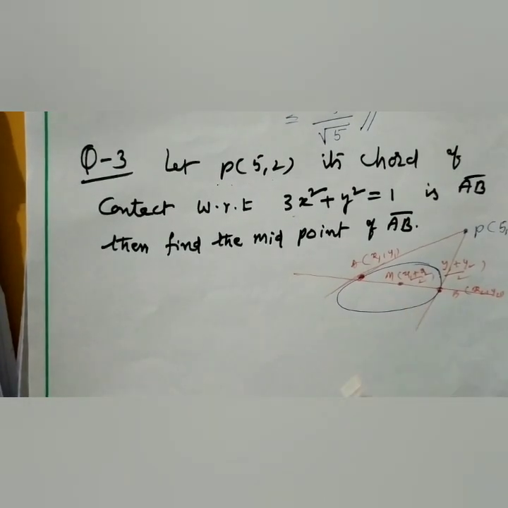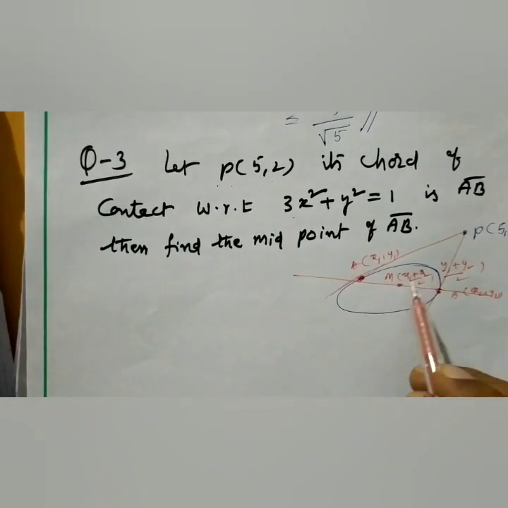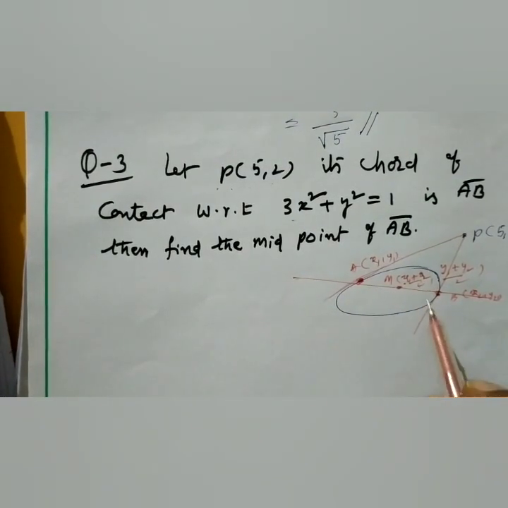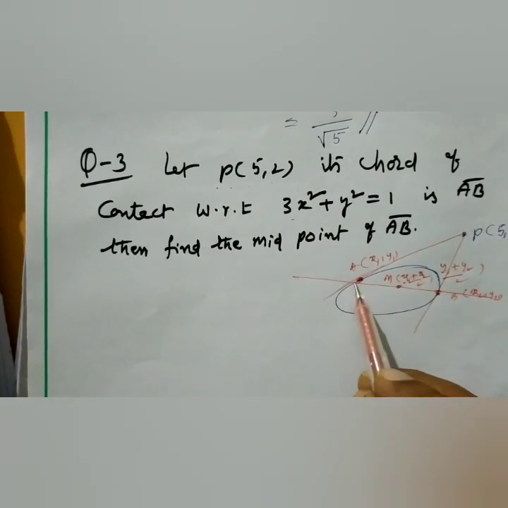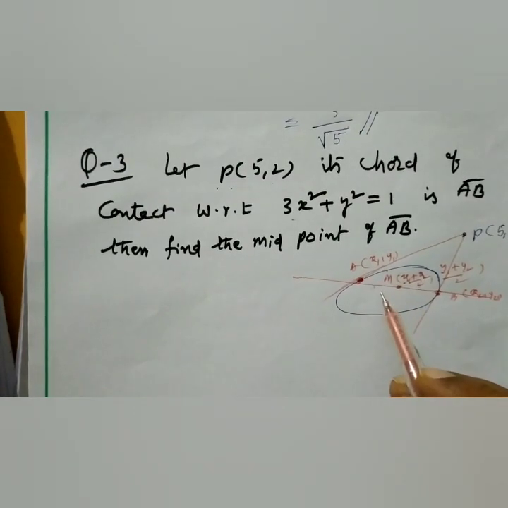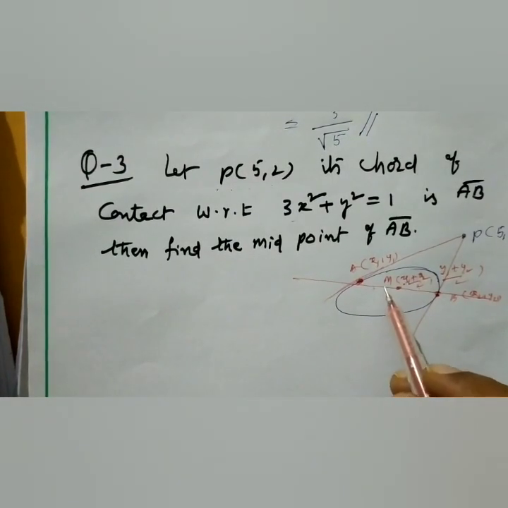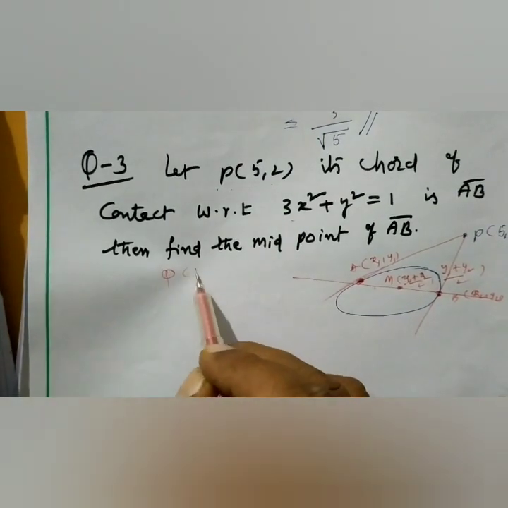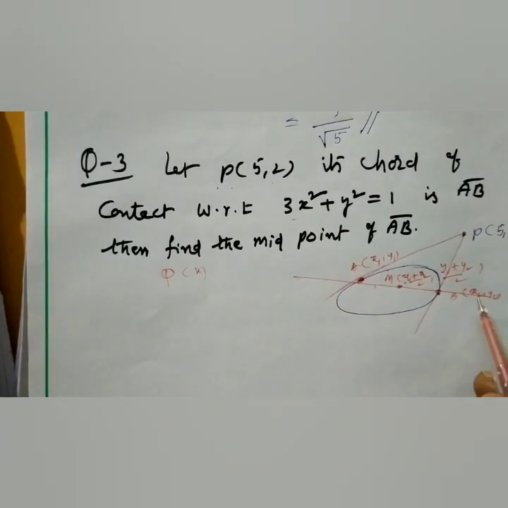We need to find the midpoint, which means (x1 plus x2) by 2, the sum of the roots of the quadratic equation so formed. If you solve these two equations, the line equation and the ellipse equation, then we get a quadratic equation in x or y. By solving the line equation and the ellipse equation, we get the quadratic equation in terms of x or in terms of y.